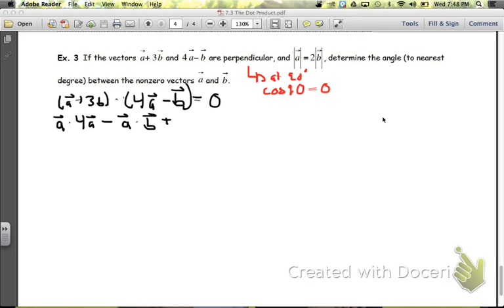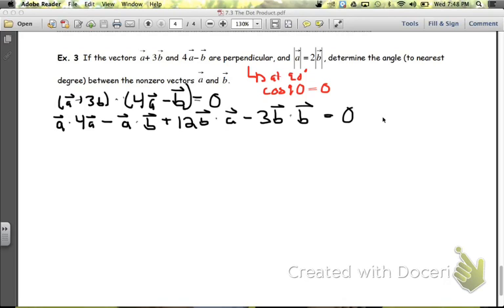So 3 times 4, you can just multiply those together to get 12. And that's going to be B, the dot product between B and A there. And then our last one here, the dot product between 3B and negative B. So negative 3B, dot product between them. Okay, and it's equal to 0.